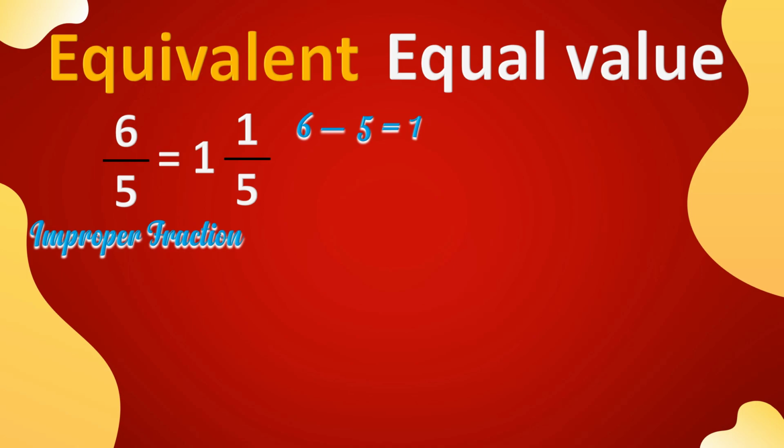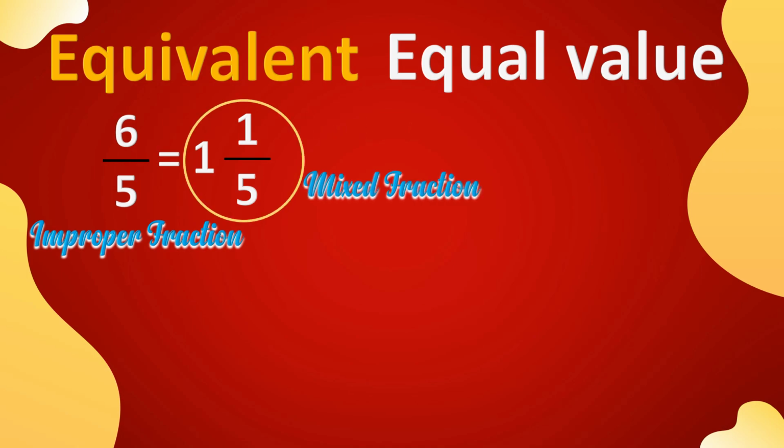So, paano nangyari? Paano natin ginawa? 6 minus 5 equals 1. Kaya ang natira na lang ay 1 over 5. So, ang tawag doon ay mixed fraction at ang improper to mixed fraction, ang tawag natin dyan ay rename. So, kinukuha natin ang equal value nila. So, pag nakuha natin yung equal value at nag-iba yung itsura, syempre, rename na.